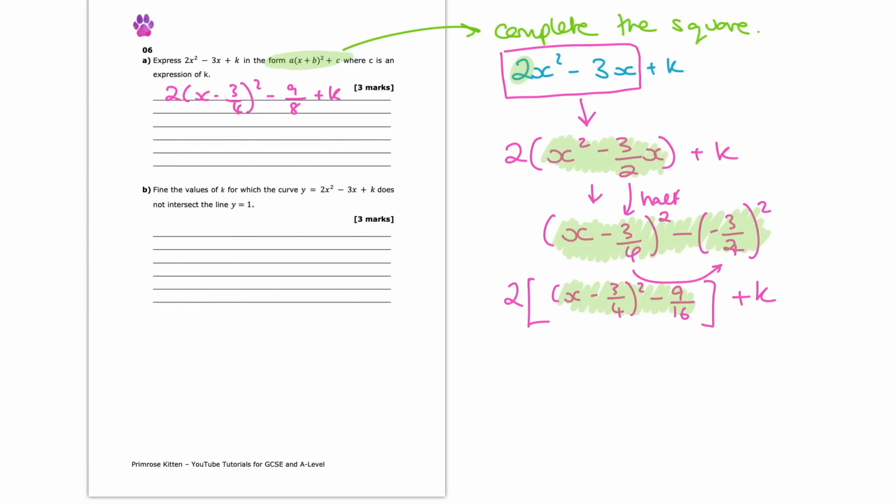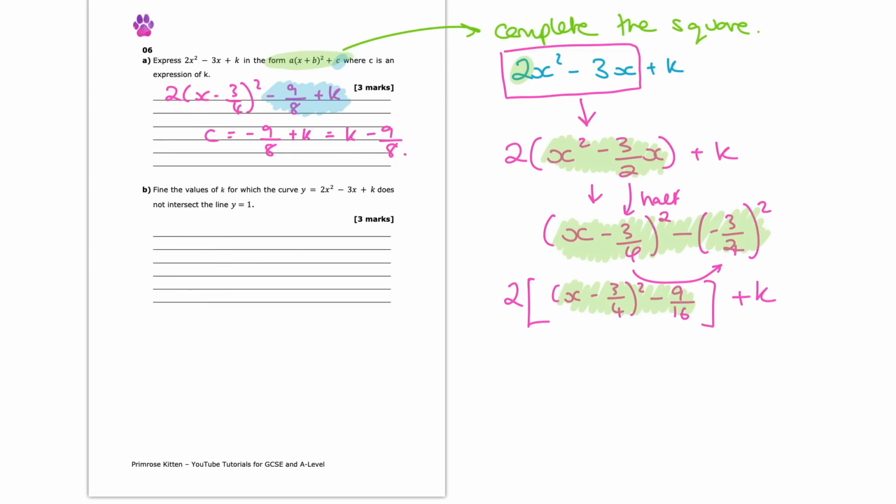So now if we want to say what the c is in the original equation, c is going to be this constant that we have here. So we could say that c is equal to minus 9 over 8 plus k. Or you could write that the other way and write it as k minus 9 over 8. But that there is your answer, okay?